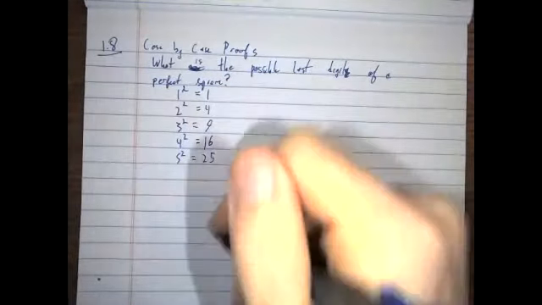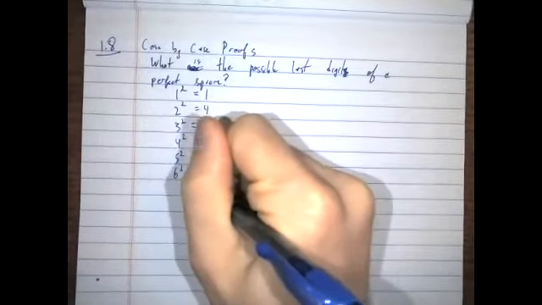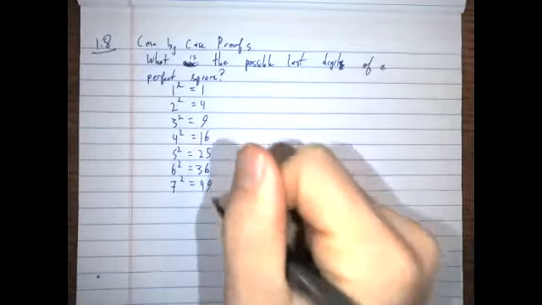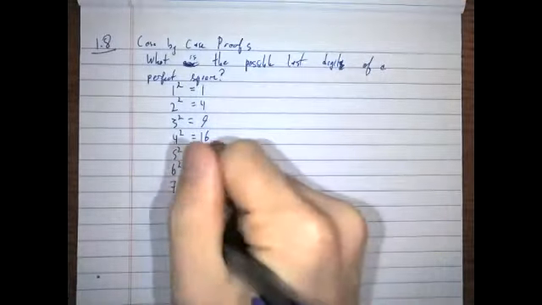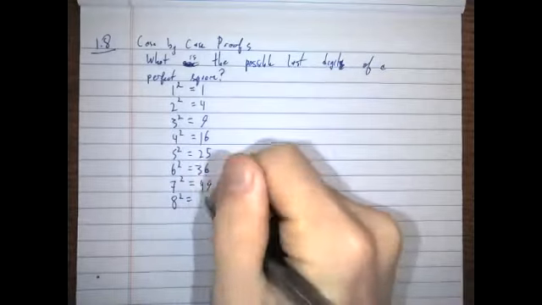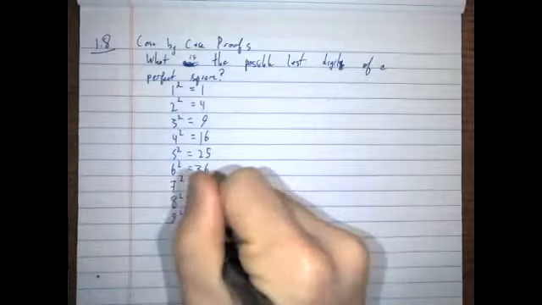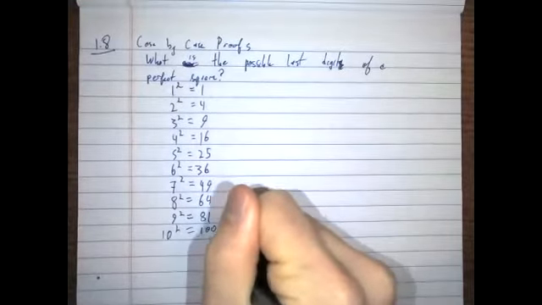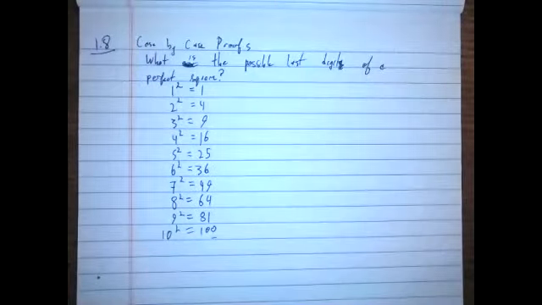5 squared is equal to 25. Okay, 5, that's a new last digit. 6 squared is equal to 36. That one we already have. 7 squared is equal to 49. That one we already have, 9. 8 squared is equal to 64. 4 we already had. 9 squared is equal to 81. 1 we already had. 10 squared is equal to 100, a 0. That one's kind of new, but if you thought of 0 as 0 squared, then that one's not new either.